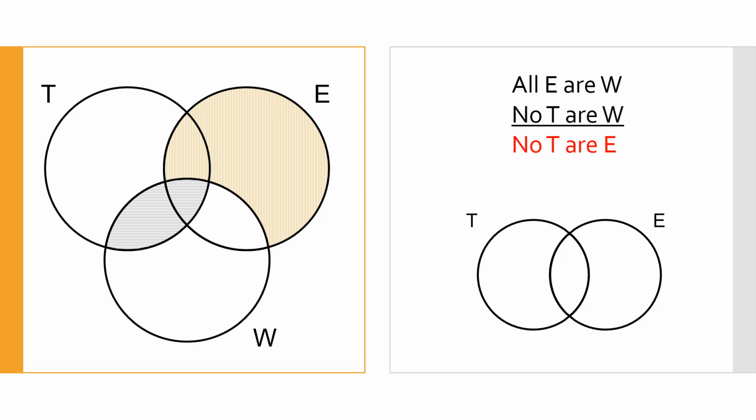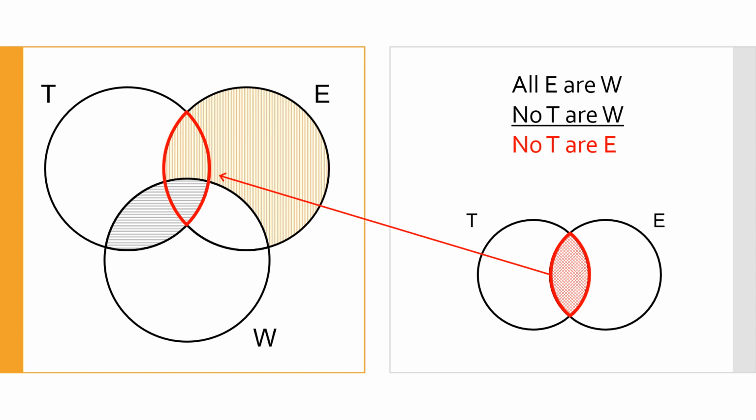So the last step is to just see if the conclusion agrees. And of course, the conclusion here says no T's or E's. And what that means is anything that is both a T and an E must go away. We have to shade everything between those 2 circles.